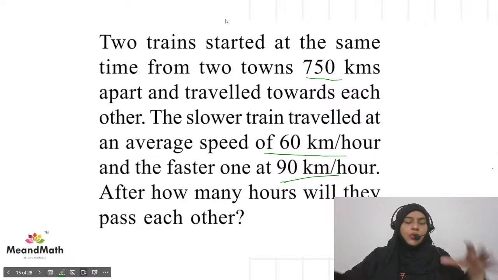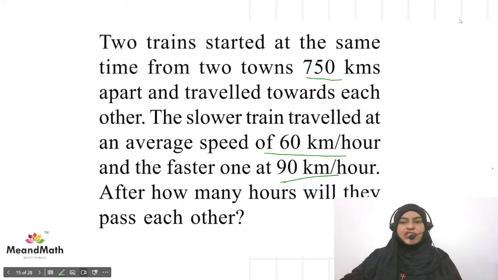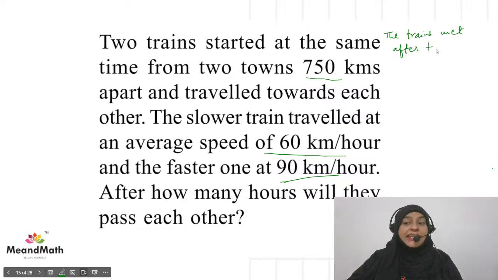So, two trains are moving towards each other. First of all, suppose the trains met after T hours. It's a simple question. After T hours, okay. So we know that speed is equal to distance upon time. So from here, distance will be equal to speed into time.